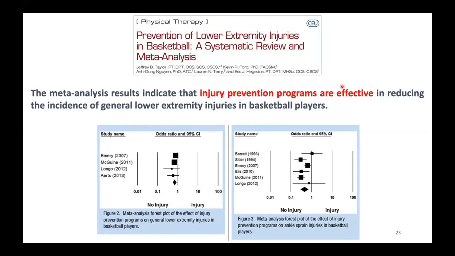We have been talking about habits. It's important to change habits, good education. For me, this should be the first intervention to do. But as strength and conditioning coaches, we should design injury prevention programs, because all the studies are telling us that they are effective. So we should keep working on it.